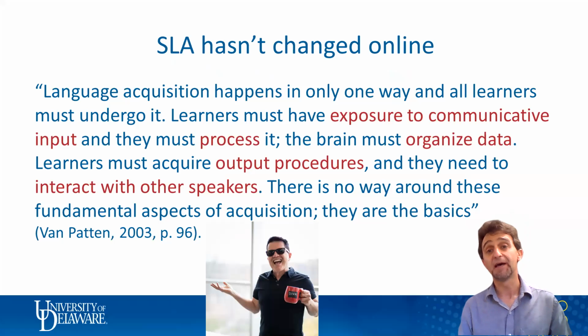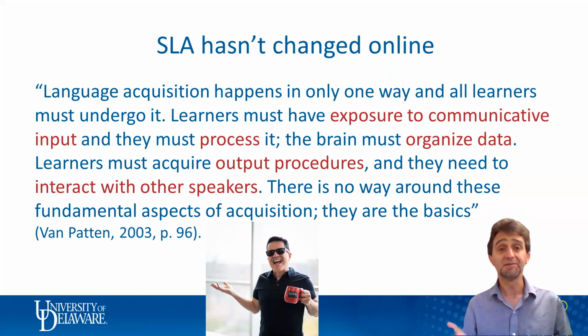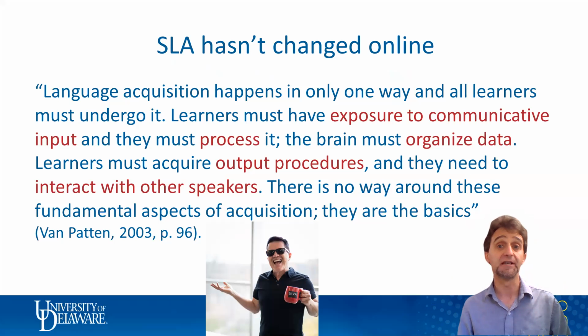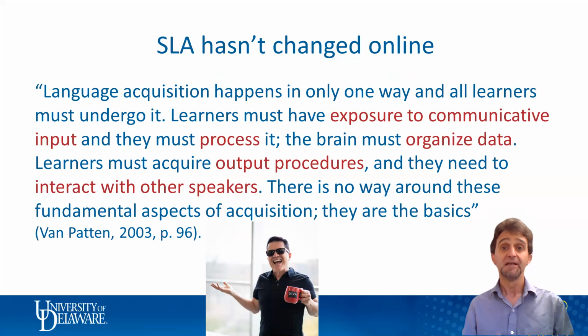And this is Bill VanPatten writing long before coronavirus, saying essentially that what we need for teaching language is exposure to communicative input, time for processing, time for reorganizing the mental language system, lots of output, and of course, interaction with other speakers. There's no way around it. And that's what we do. But we can do that online just as much as we can in the classroom.